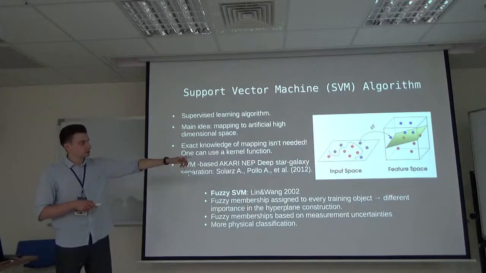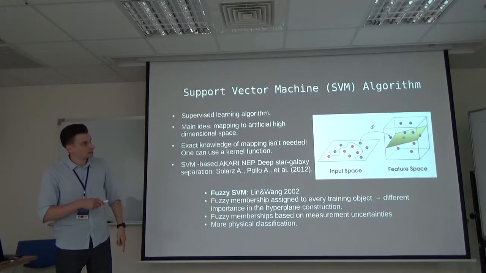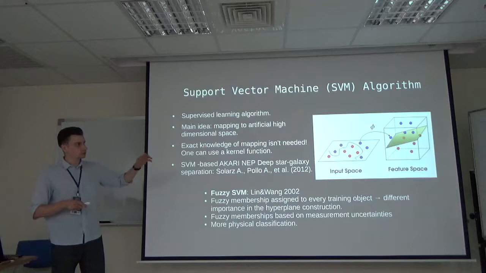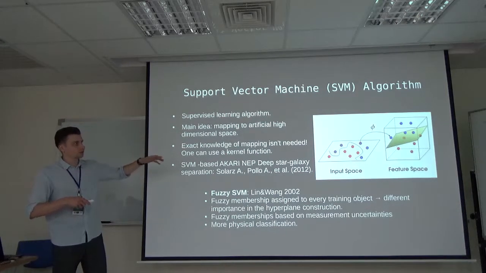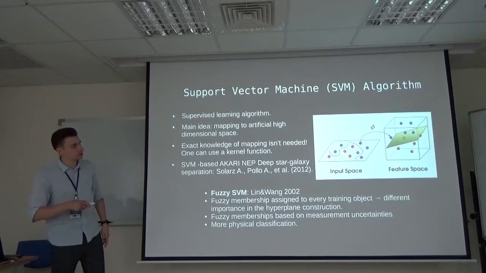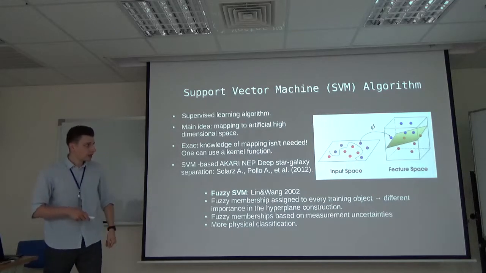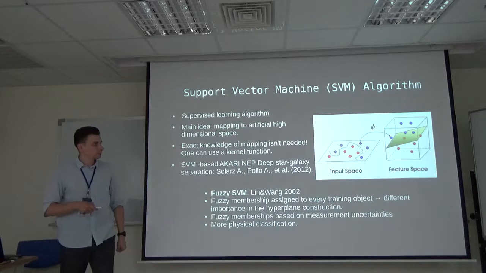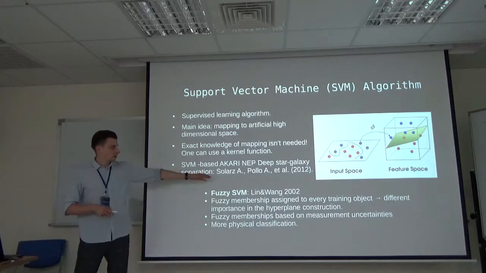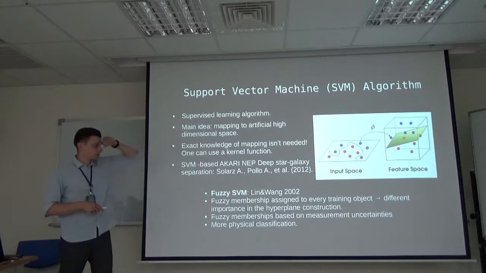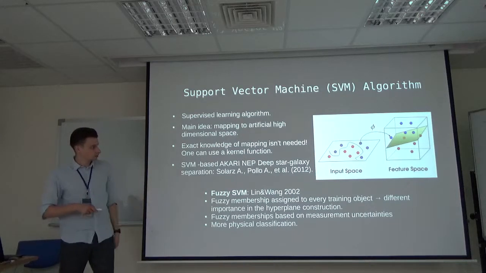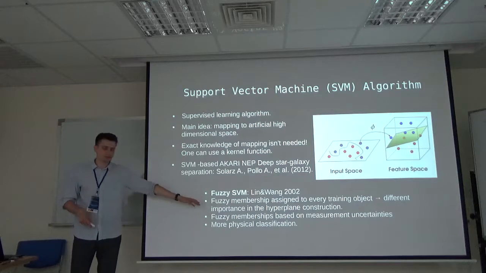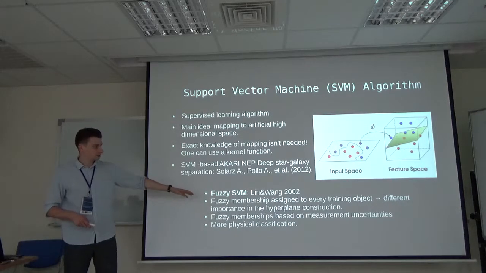What is important in the case of this algorithm is that the exact mapping between these two spaces is not needed for us. We can use just one of several types of functions called kernel functions that will describe this mapping. And SVMs were already used for the AKARI NEP deep data by Alexandra Solarz, Agnieszka Polo, and others for the star-galaxy separation. In this case, we use a modified SVM algorithm called the fuzzy SVM algorithm.